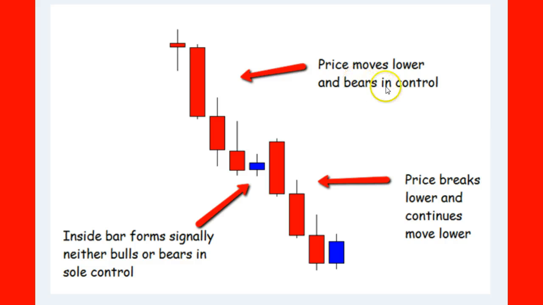so here we go. Price moves lower, the bears are in control. An inside bar forms, signaling either bulls or bears in total control. So this is pretty much an area of indecision, and then the market makes up its mind in the direction that it wants to go. So it continued on further south.